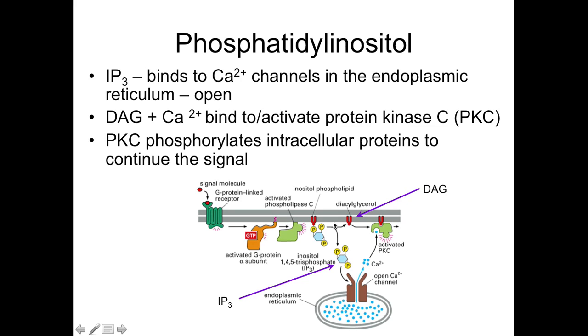At the same time that this happens, diacylglycerol is going to attract PKC. PKC is attracted to diacylglycerol and it's going to bind to diacylglycerol at the membrane. But calcium ions must also bind to PKC for it to become activated. Okay? So, in order for PKC to become activated, you need both diacylglycerol and calcium ions. Two molecules must bind PKC in order for it to become active. Diacylglycerol must be bound to it, and calcium ions must be bound to it. Okay?